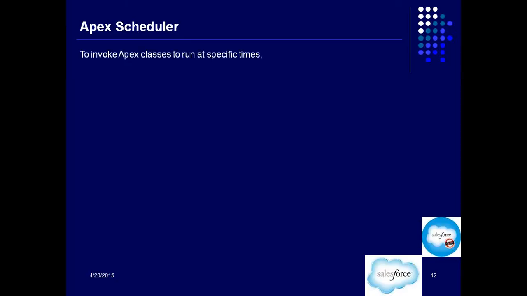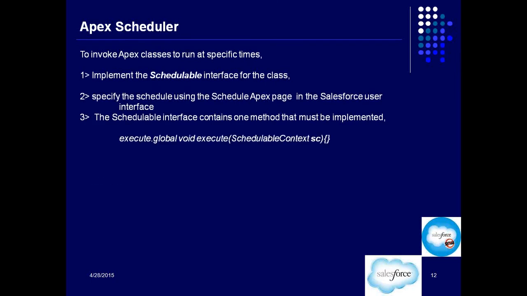Before we do that, let's understand a few more details. I think we have understood these three things, right? Implement the Schedulable interface, that's one. Specify the schedule using the Schedule Apex page; there is an option of scheduling Apex, and I will show you how to define the schedule. And you should use this execute method inside the class, which will have the code to be executed on the defined schedule. Please note Salesforce schedules the class for execution at the specified time, so whatever time you have specified, the code will get executed at that time.